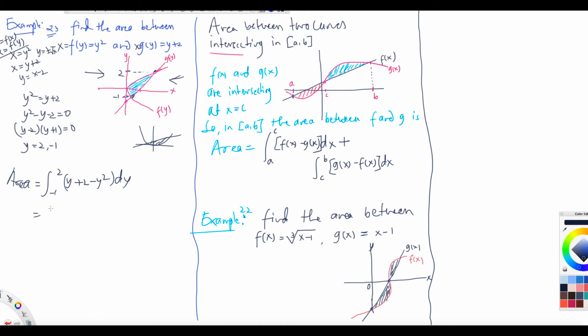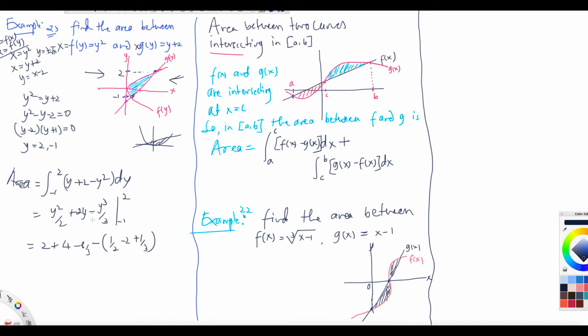Now integrate: y squared over 2 plus 2y minus y cubed over 3, from negative 1 to 2. Now plug in 2 first: 2 squared is 4 over 2 is 2, plus, by the way this is y, right, 2 plus 4, minus 2 cubed over 3, which is 8 thirds. Minus, now plug in negative 1: 1/2 minus 2 plus 1/3.